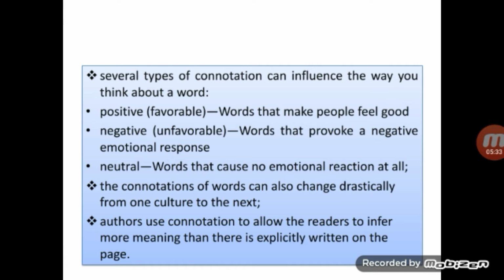The connotation of words can also change drastically from one culture to the next. Cultural variations can be there while talking about connotations. Cultural, religious, linguistic, social, economic, and other variations can create different situations. These different situations can imply different contexts, and meaning can be deduced. Authors use connotation to allow the readers to infer, to deduce more meaning than is explicitly written on the page. What is explicitly written on the page is dictionary. But what is implied? Connotation.